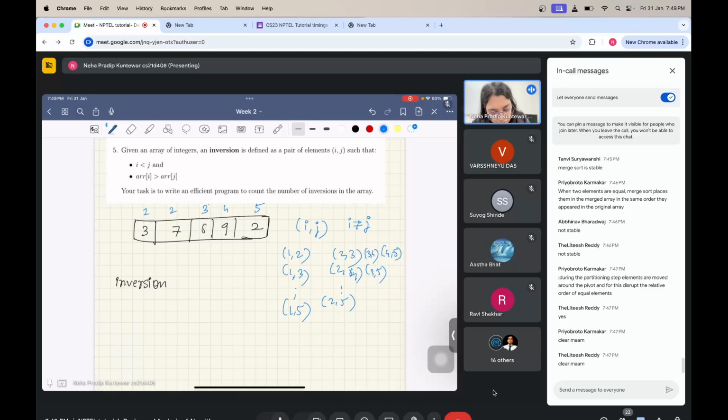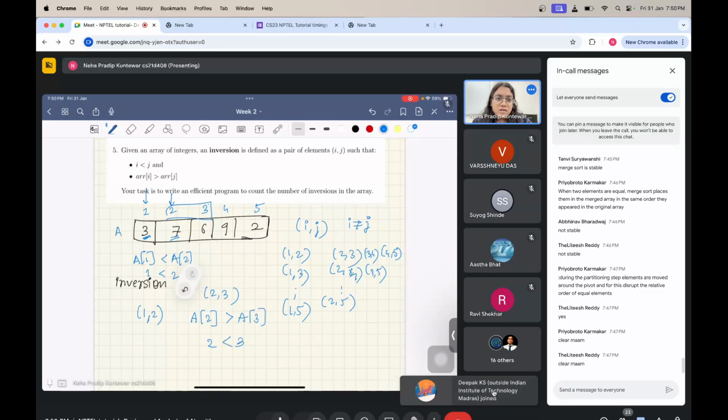So let me look at the 1 comma 2 pair. Index 1 is smaller than index 2, and the value at index 1, let me call this a1, is also smaller than that of index 2. So this is not an inversion for me. But let's say I look at the pair 2 3. Then a2 is larger than a3, but 2 is smaller than 3. So the ordering of indices is opposite from the ordering of the values. So this is an inversion.